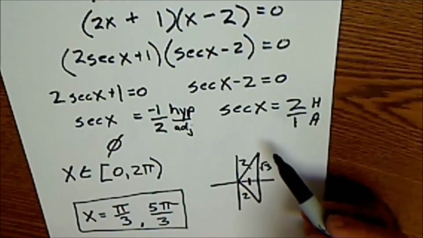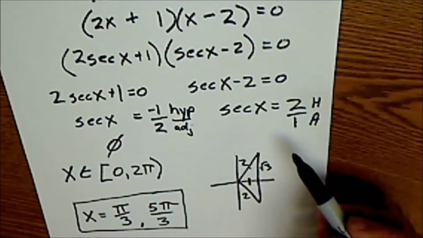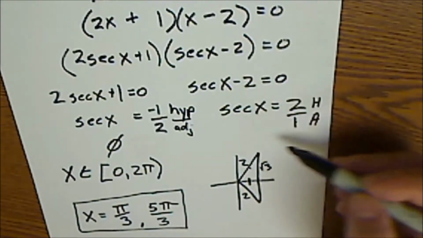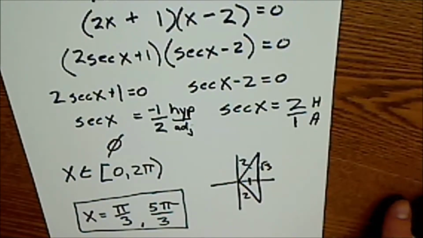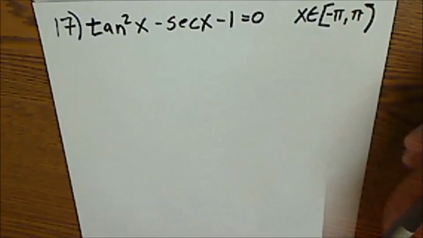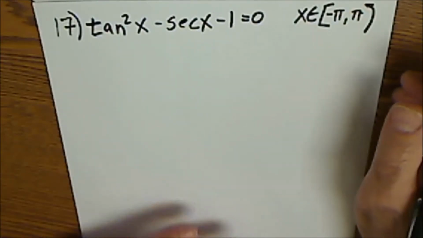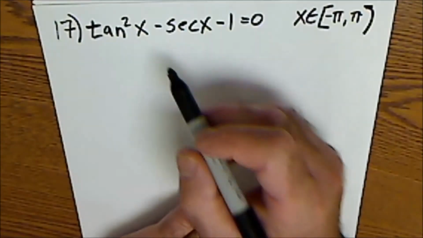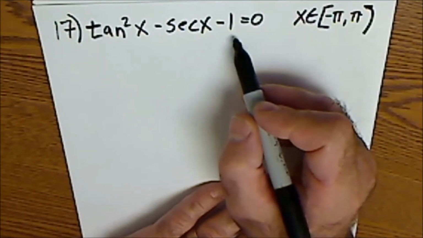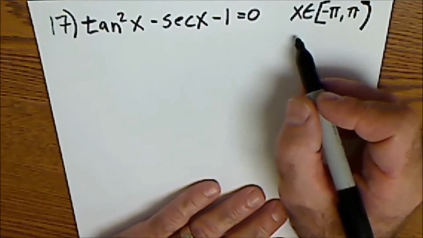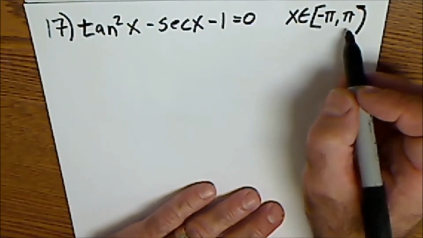Just taking all your skills of Algebra 2 and combining it with trig and solving general trig equations. Okay, let me do one more problem here. General trig equation: tan squared of x minus secant of x minus 1 equals 0, with the domain x is an element between negative pi and pi.